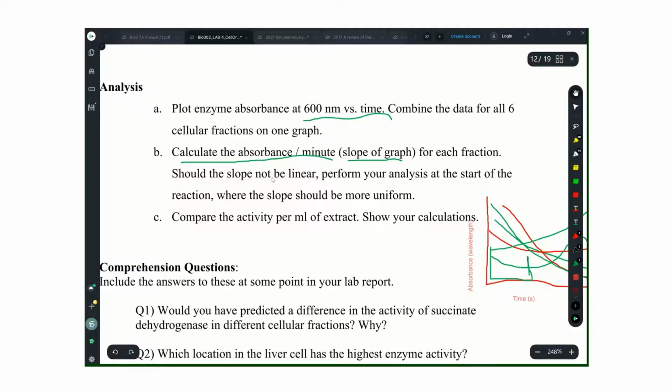And then should the slope not be linear, perform your analysis at the start of the reaction where the slope should be more uniform. But if your line is pretty linear, then we can take that as the slope. You don't need to go any further. But if it's really not linear, then you can go ahead and just take the beginning of it, or whichever portion is more linear. And then C, you have to compare the activity per mil of extract and show your calculations. So for this, there's a document on CAT courses.